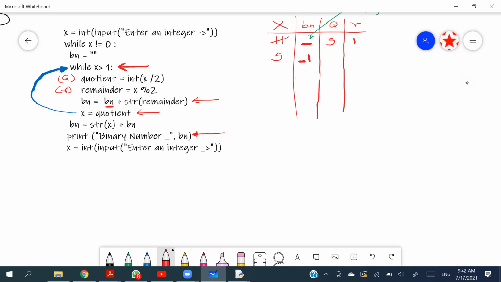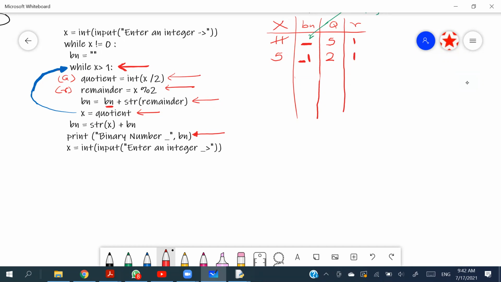So again, quotient is taken by dividing x by 2 and converting it to an int. So 5 divided by 2 will give you 2.5. So that means quotient will become 2 because it is converted into an int. And bn says bn equals bn plus str remainder. Before that, remainder is calculated. X is 5, 5 remainder 2 means again 1 is going to be there.